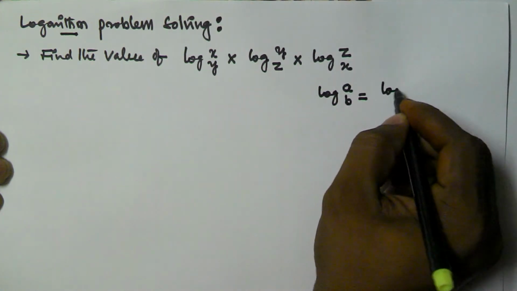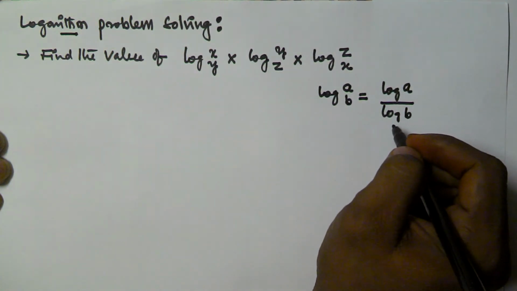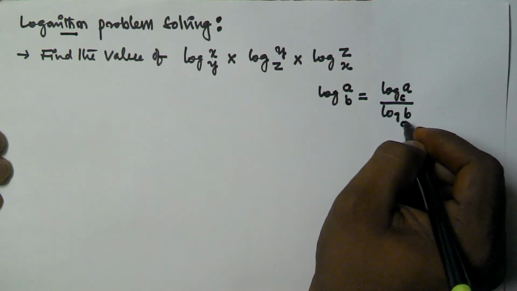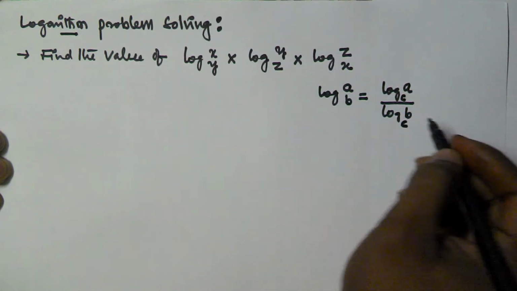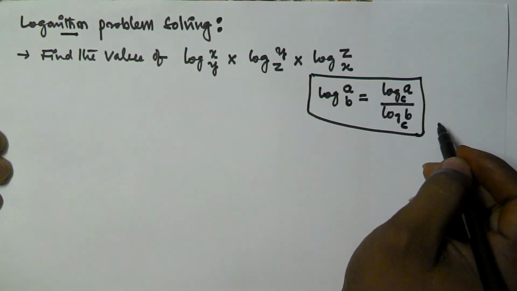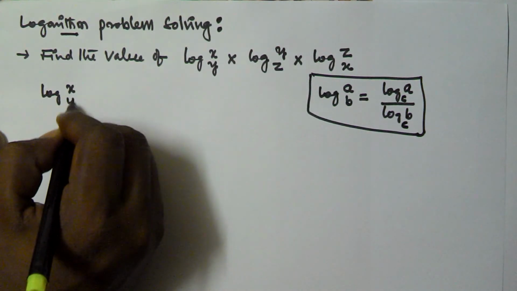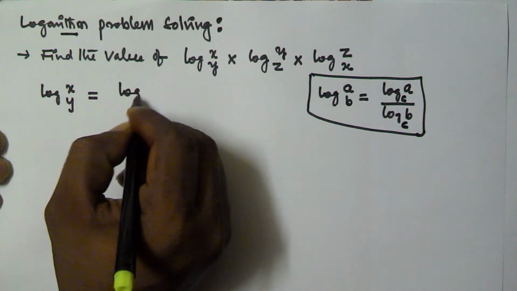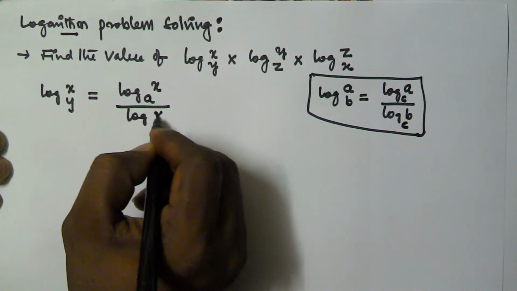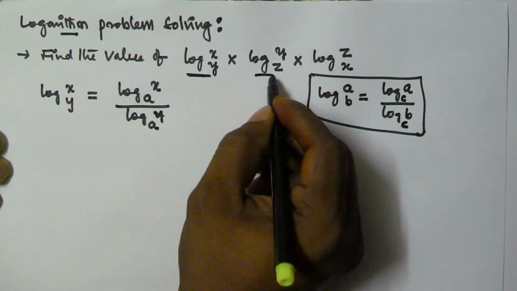written as log a by log b, and we have to use some constant as a base for both the logarithms. So here I am using some constant c as a base. So yeah, log a base b can also be written like this. So we apply the same rule in this given value. That means log x base y can be written as log x base a by log y base a. Okay, so we apply the same rule and substitute the values in this equation.